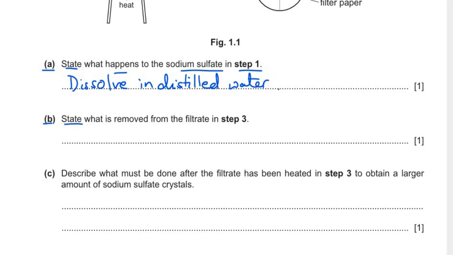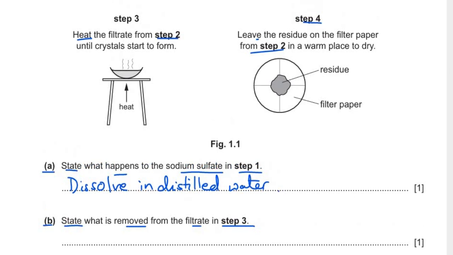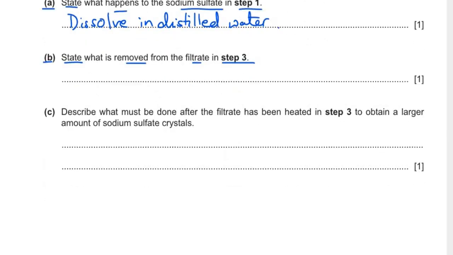Now the B part is state what is removed from the filtrate in step 3. Now what is step 3? Step 3 is heating up the filtrate from step 2 until the crystals start to form. So what are we removing in step 3 from the filtrate? We are removing water, that is we are evaporating out the water by heating it, and that's why the removal of water is done.